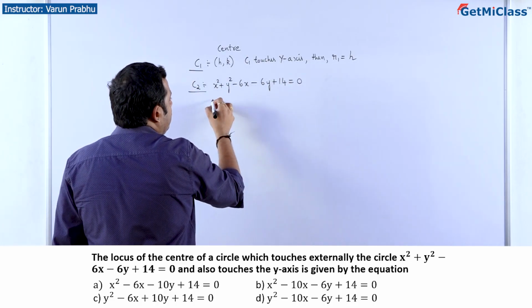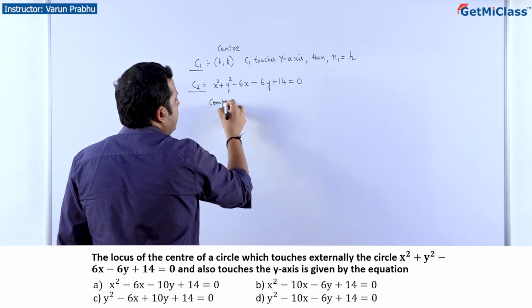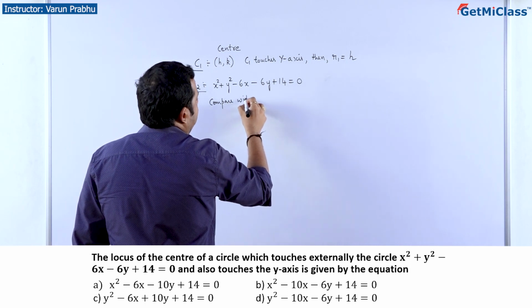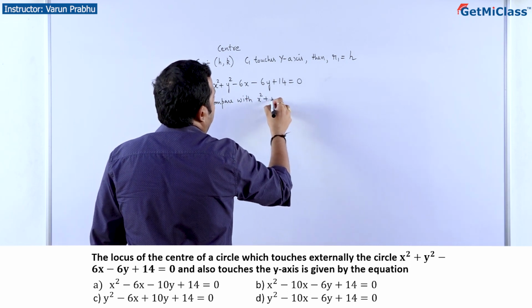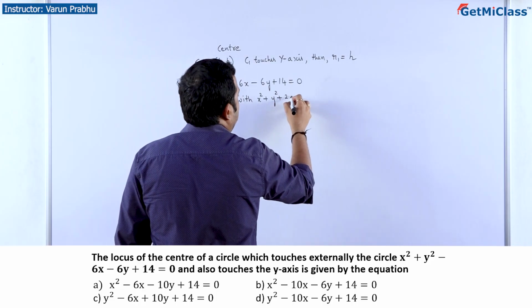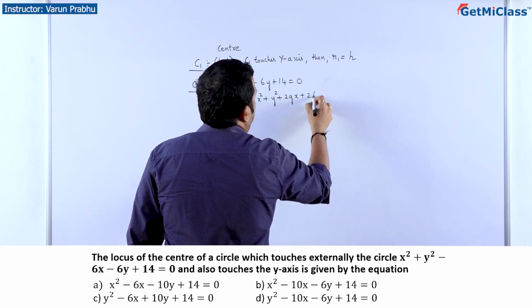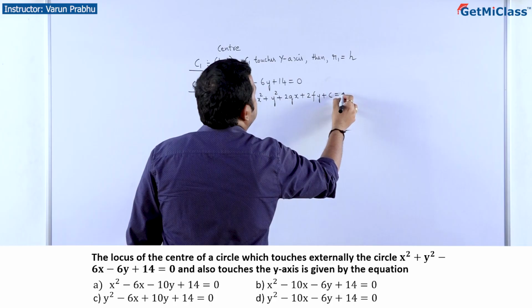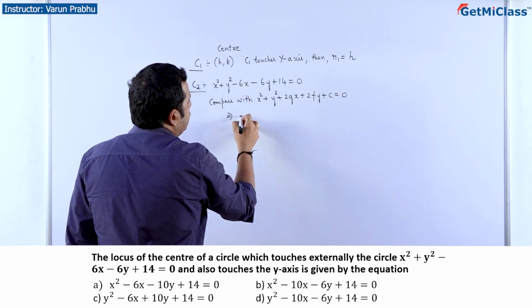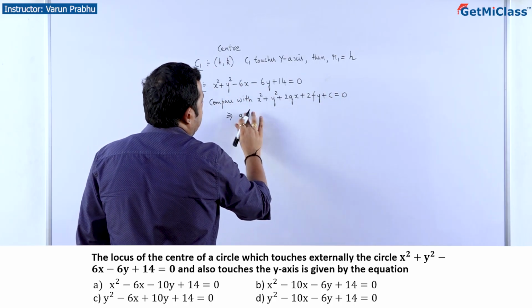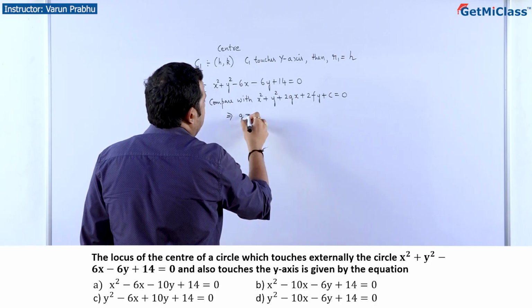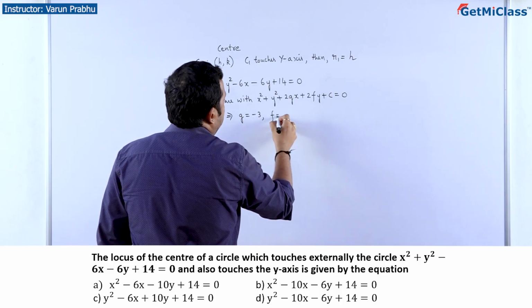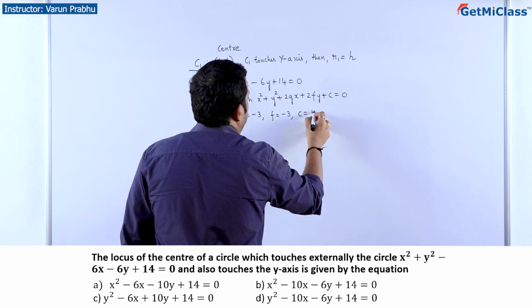H. So now you compare this with the standard equation, the general form of the equation of the circle, x square plus y square plus 2gx plus 2fy plus c is equal to 0. This implies that the g value is equal to minus 3, f value is equal to minus 3, c value is equal to 14.